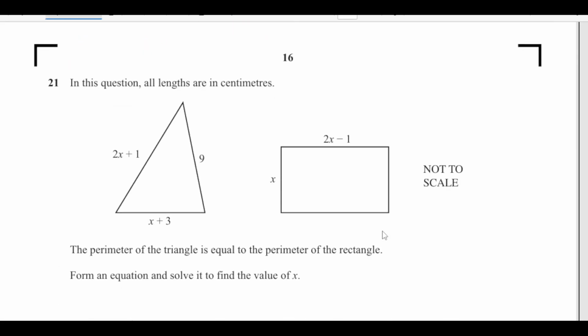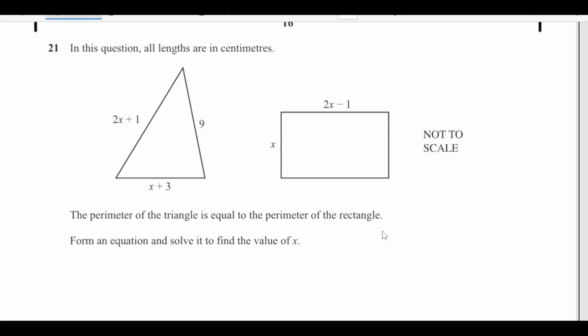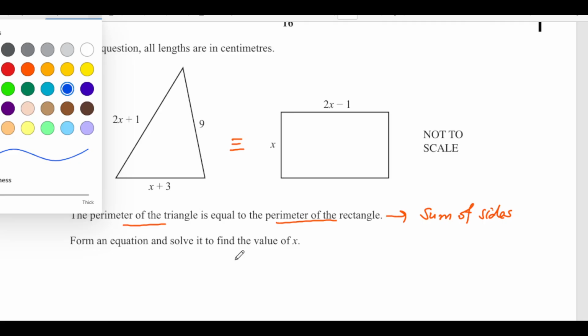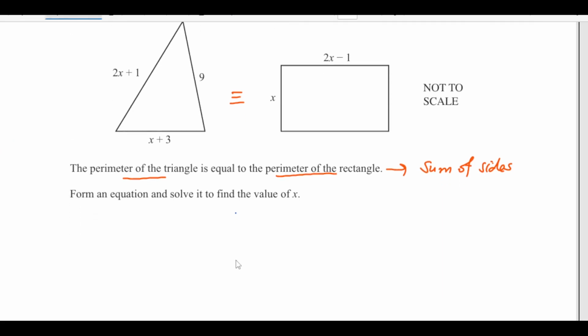Now, number 21. In this question all lengths are in centimeters. There are no actual lengths given here, we can see there is x everywhere. The perimeter of the triangle is equal to the perimeter of the rectangle, meaning both the perimeters are equal. Now, you know what perimeter is? Perimeter is the sum of all the sides, the length around the shape, right. We are going to add everything together, then form an equation to solve for the value of x.